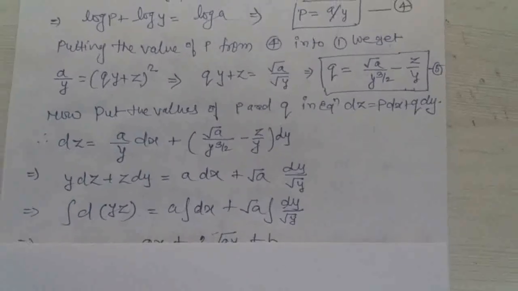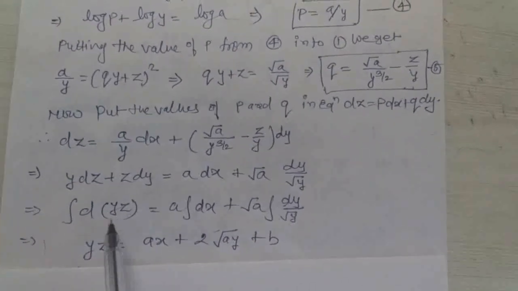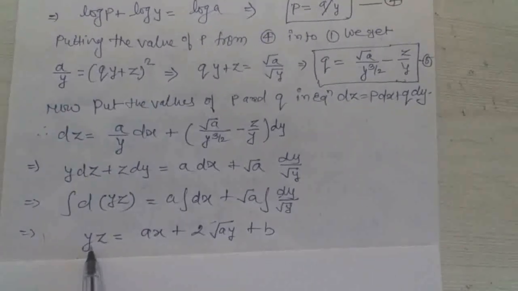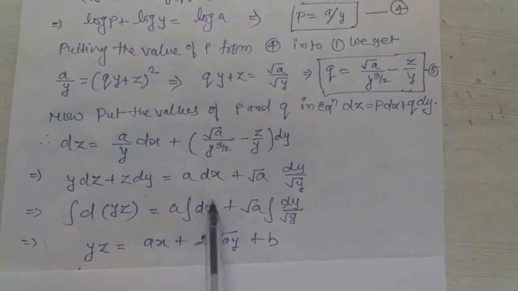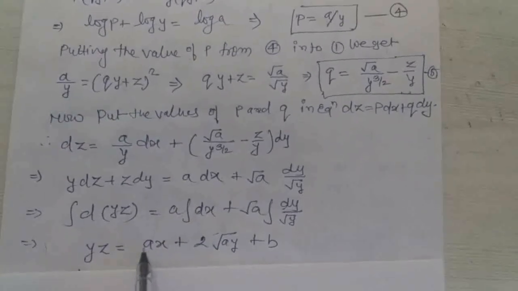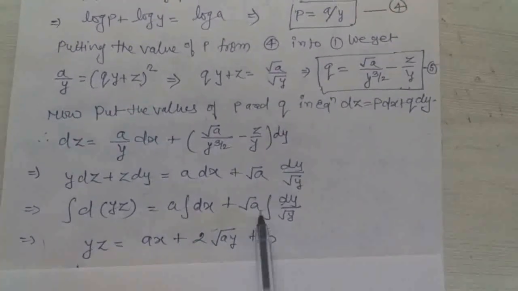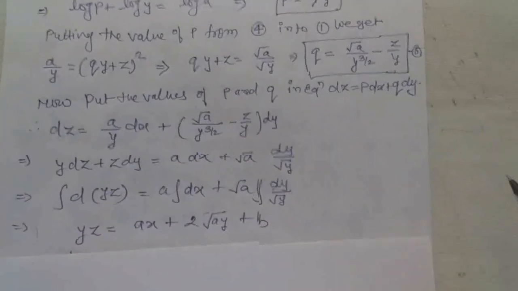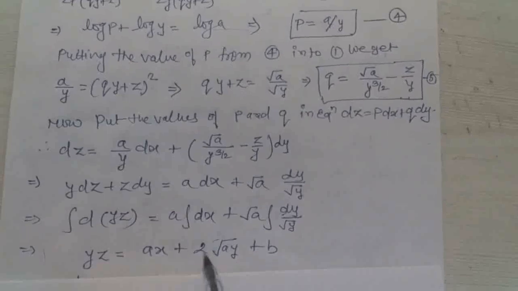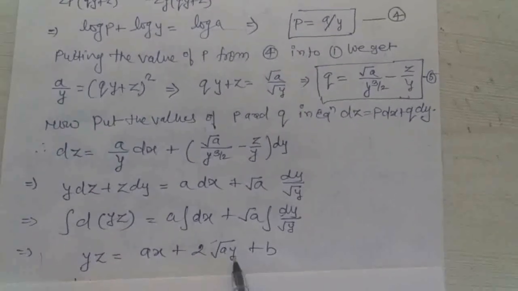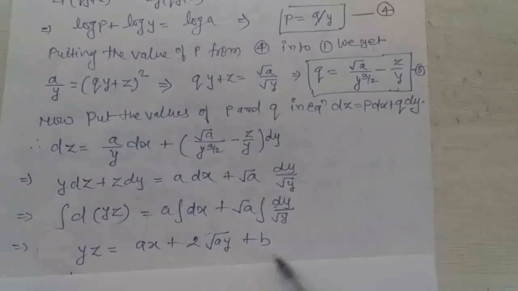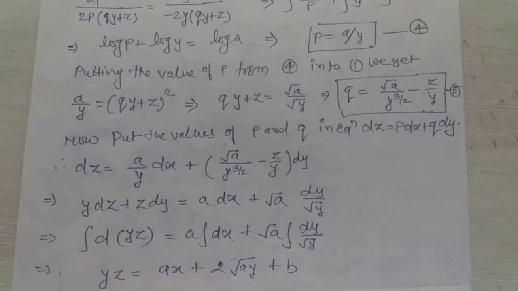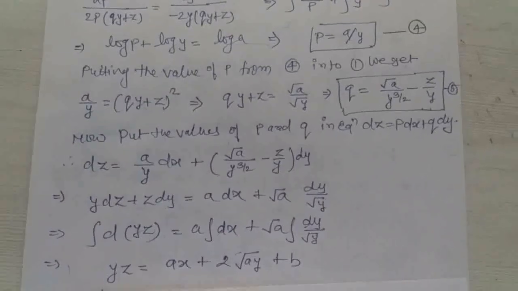Now integrate. The integral of a derivative is the function itself. So we get yz equal to the integration of dx, which is x, so we get ax, plus the integration of 1 upon root y, which is twice root y. So we get 2 root a root y plus b, the constant of integration. So this is the complete integral of the given equation.